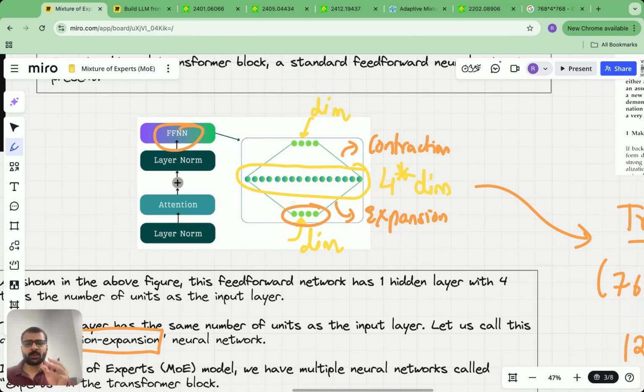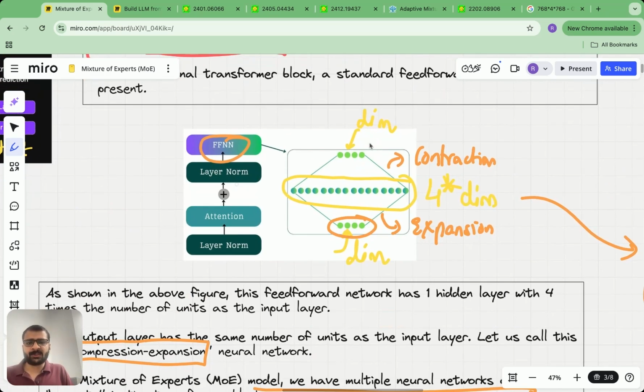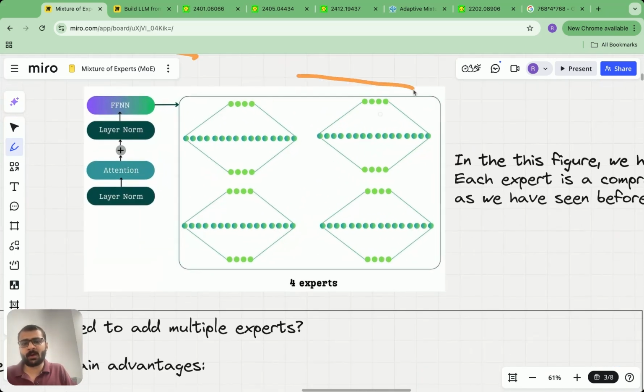What mixture of experts does is that we have multiple such neural networks, which are called experts, present in the transformer block. So instead of having only one neural network over here, we have multiple neural networks.